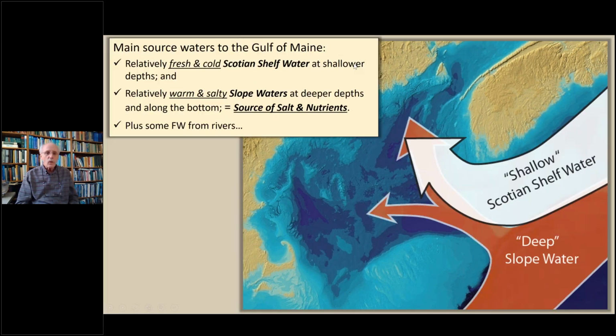So, of course, the Gulf of Maine is filled with water, but it gets its water from several different sources that flow through the Gulf and out again. It gets relatively fresh and cold Scotian shelf water at shallower depths coming around Nova Scotia, but it also receives warm and salty slope waters at deeper depths and along the bottoms. And it's that slope water that's the source of salt to the Gulf and also the source of nutrients. Of course, it gets some fresh water also from rivers and a small fraction of its nutrient load, but relatively insignificant compared to the deep slope water source of nutrients into the Gulf.